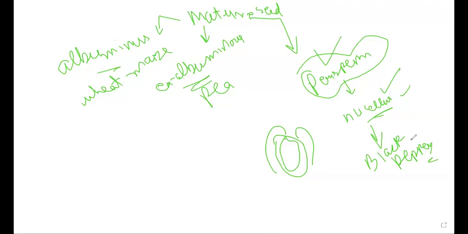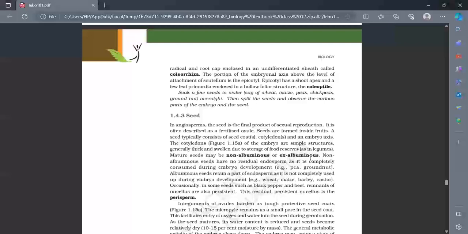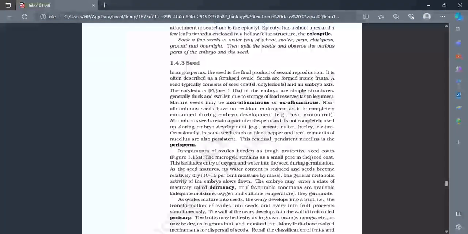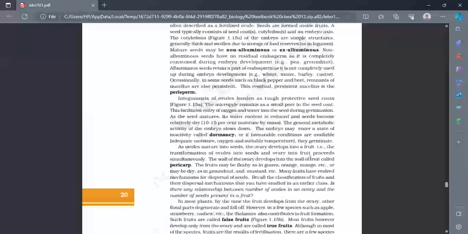So you have albuminous, you have the ex-albuminous, and we have the perisperm structure is there. All the three structures are present when we talk about the mature seed. Okay, fine. I'll come back to my next sharing. So I think the three terminologies are very clear in your mind. We talked about the non-albuminous seed, we talked about the albuminous seed, and we talked about the perisperm.